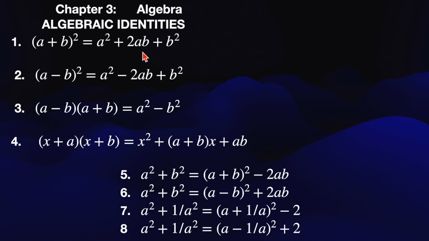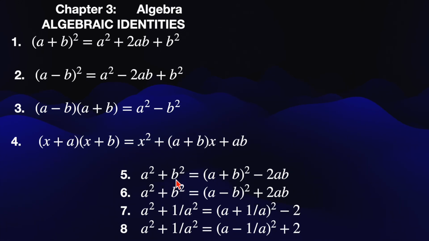So from this, what do you understand? a square plus b square is equal to (a plus b) whole square minus 2ab. They are taking 2ab on the other side. And from this, what do you understand? a square plus b square is equal to (a minus b) whole square plus 2ab. So we got two extra formulas for a square plus b square.